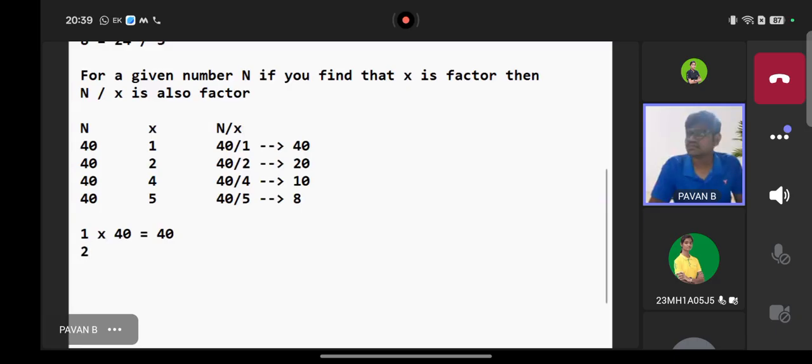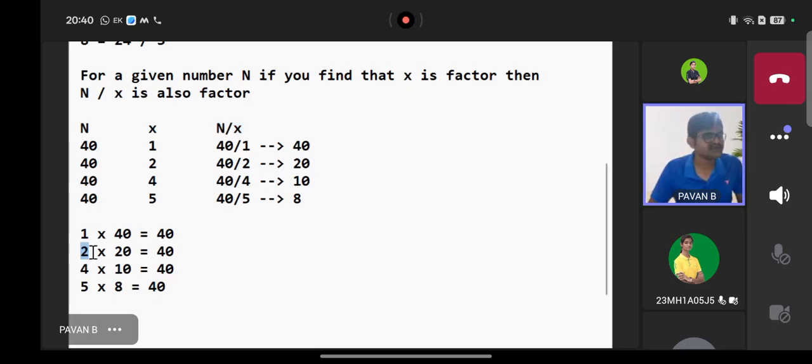Okay. And if you take 2, how did 2 become a factor of 40? Because 2 into 20 is 40. Now how did 4 become a factor? Because 4 into 10 is 40, right? How did 5 become a factor? Because 5 into 8, right? So basically all the factors of 40 can be found within the square root. Now you may ask, sir, what about this 8, 10, 20, 40? They are not below the square root, right? But here is the catch. The factors will always come in pairs. If you find 1 as a factor, you can easily get 40 also from this. Just the formula is n by x.